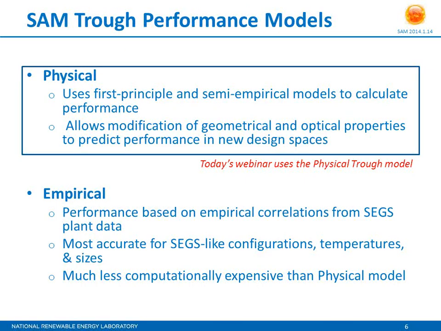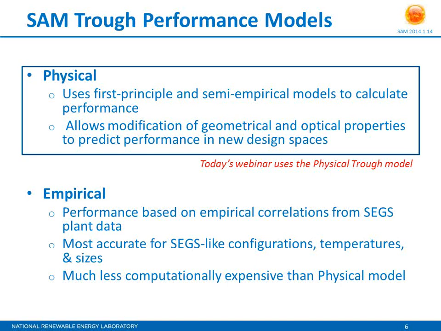And also in SAM we've got 2 different trough models. The physical trough model uses first principles and semi-empirical models to calculate performance. So this allows the user to modify geometry and optical properties at the base level and predict performance, and move into new design spaces there.